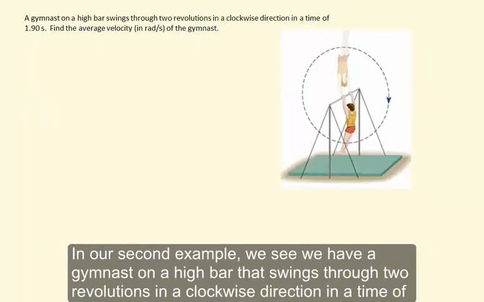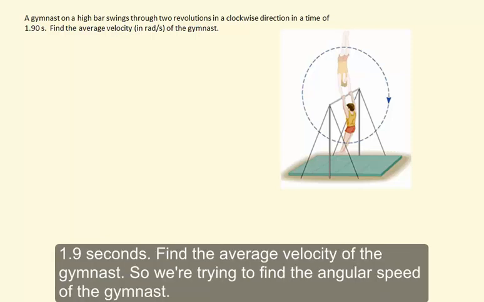In our second example, we have a gymnast on a high bar that swings through 2 revolutions in a clockwise direction in a time of 1.9 seconds. Find the average velocity of the gymnast. So we're trying to find the angular speed of the gymnast.